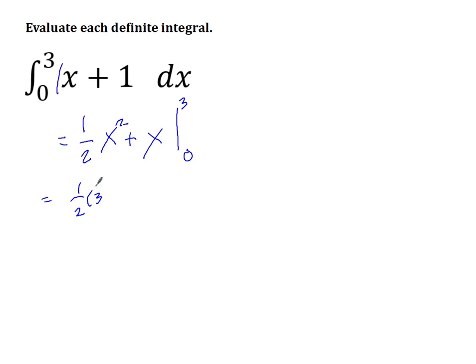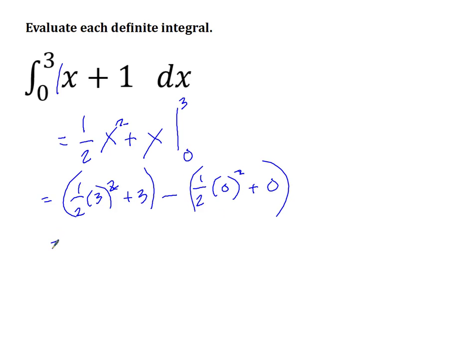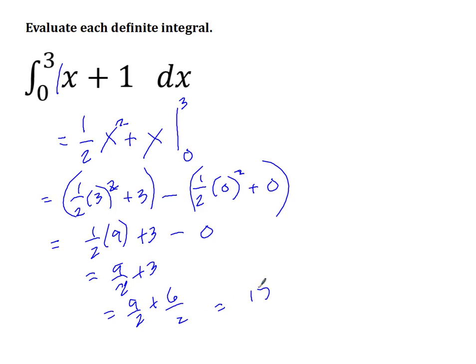So we get 1/2 times 3 squared plus 3, and then minus, take the antiderivative and substitute in your starting point, which would be 0 in this case. Obviously you can see that when you plug in 0, you're just going to end up with 0. But this is going to be 1/2 times 9 plus 3 minus 0, which is 9/2 plus 3. Let's get a common denominator: 9/2 plus 6/2, which is 15/2 units squared. That's going to be the area under the curve x plus 1 from 0 to 3.